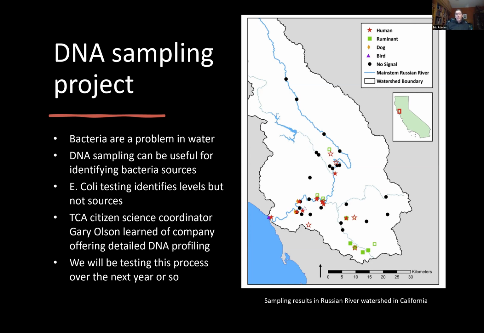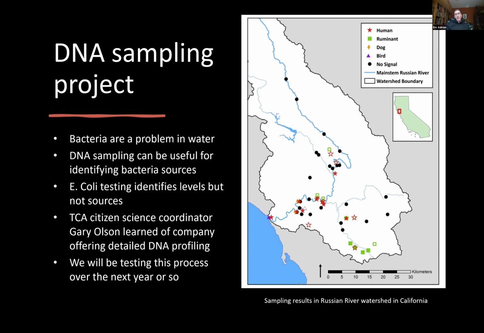What's useful about this particular technique is that it can identify not just at a general level, like is it human or some other type of animal, but it can get down to a very specific level, like if it's from a human source, was it from a leaking side sewer? Was it from a failed septic system? Was it from an encampment, et cetera?